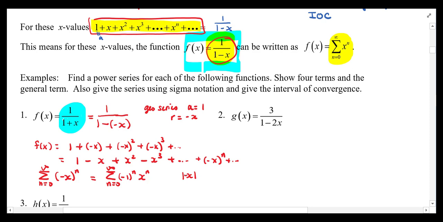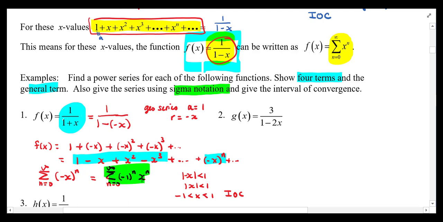Make the change, negative x being less than 1, which of course really just means the same thing because the absolute value of a negative is positive. And so our interval of convergence is this. Okay? So once again, showing 4 terms. There we go. And the general term. There we go. Summation or sigma notation. Here we go. Interval of convergence. Right here.